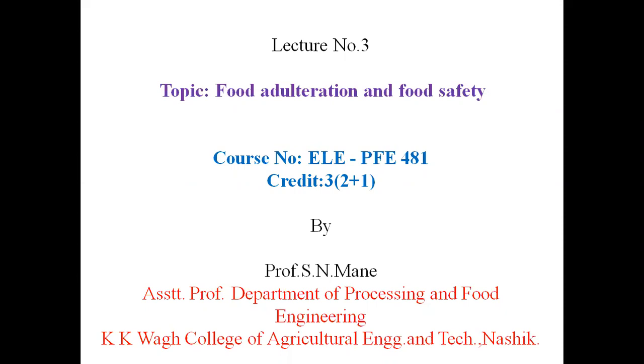Today we will learn about food adulteration and food safety. In the previous lecture, we learned the definition of food adulteration, the different common food adulterants, the definition of adulterants and adulterated, different examples of food adulteration, and some detection methods also.